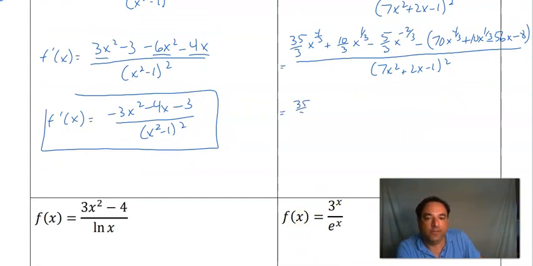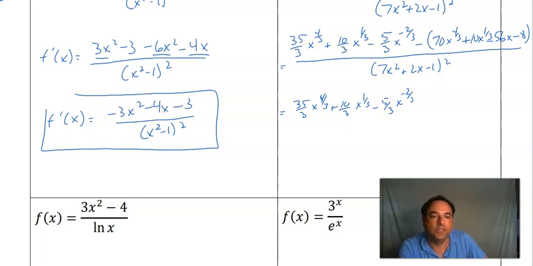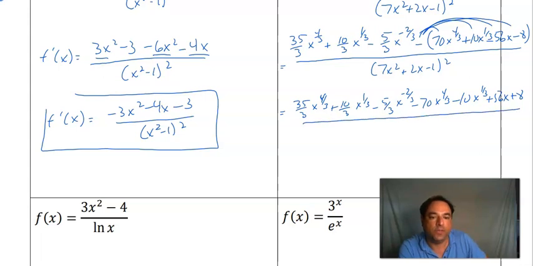So we have 35 over 3, x to the 4/3, plus 10 over 3, x to the 1/3, minus 5/3, x to the negative 2/3, minus 70x to the 4/3, minus 10x to the 1/3, plus 56x, plus 8, all over 7x squared plus 2x minus 1 squared.